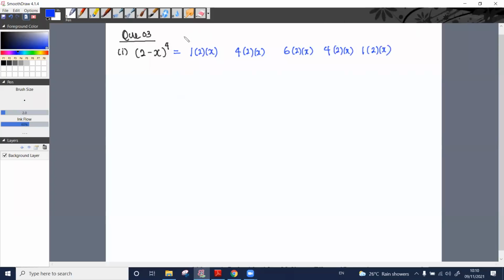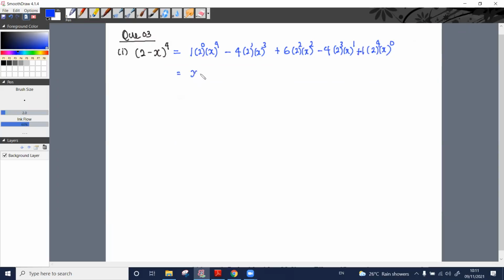With respect to the first term, we'll start with the power value 0, 1, 2, 3, and 4 here. And the opposite with respect to the second term, 4, 3, 2, 1, and 0. Since we have minus here, so it is plus, minus, and plus.